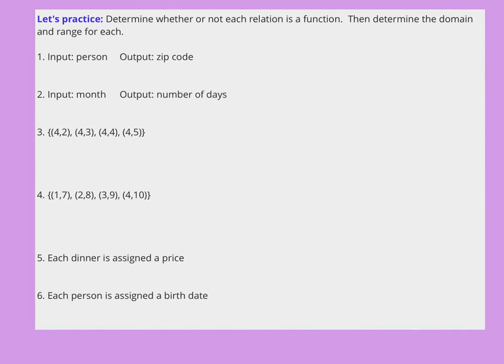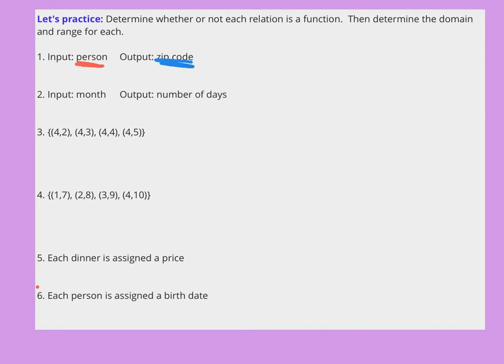All right, let's practice a little bit with what we have learned. We're going to be looking at a bunch of different relations, and we want to determine whether or not the relations are functions, and then we're going to determine the domain and range for each. So in the first example, we're looking at an input of a person. So if we went up to a person and we were to ask them, what is your zip code?